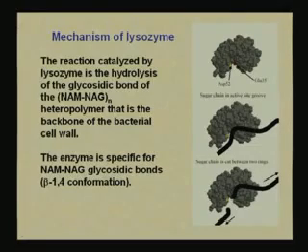There are two sugar molecules here. One is called NAM and one is called NAG. We'll see what these mean in a moment. But essentially, let's look at just this schematic that we have on the right hand side. We have two residues that are important in this particular enzyme. Lysozyme important residues are aspartic acid 52 and glutamic acid 35.